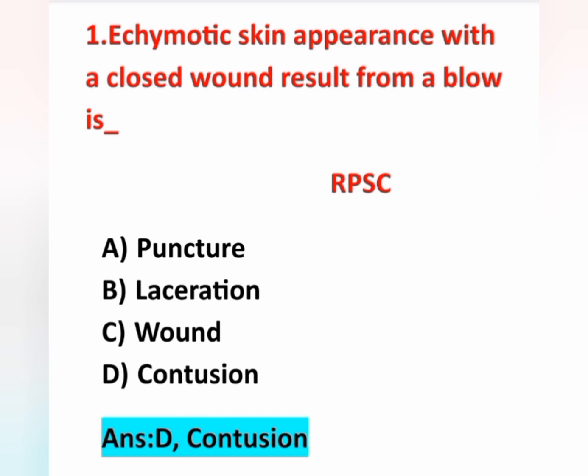And the remaining options: puncture. Puncture is an open wound, a deep wound with a sharp instrument. B is laceration. Laceration is also an open wound, a cutting wound, that is tearing of the soft tissues of the skin. And the wound option is not correct in this case. Ecchymotic skin appearance with a closed wound is contusion. Puncture and laceration are open wounds, so they are not correct. Among the options, D is correct, contusion.